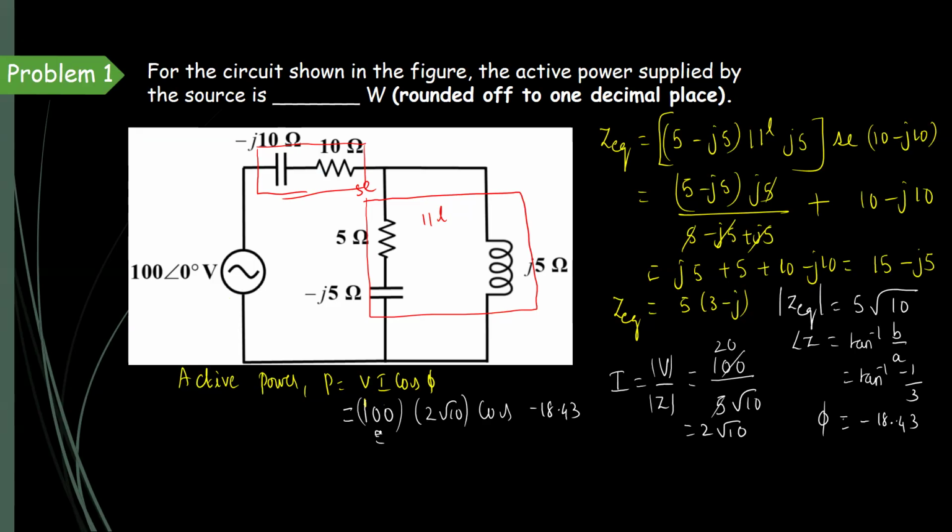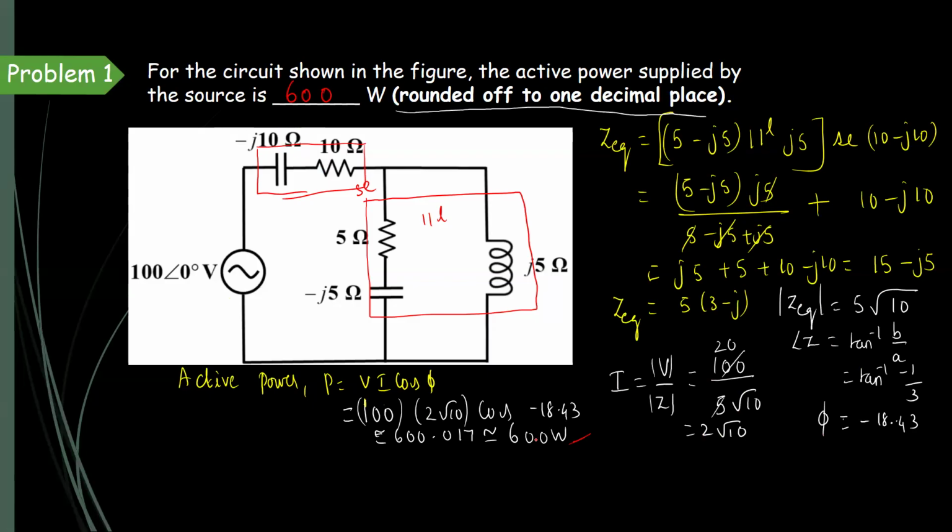So on calculation, it is approximately equal to 600.017. So here they have given rounded off to 1 decimal place. So if we round off, it will be equal to 600 watts only. The active power supplied by the source is 600 watts. So the answer is 600 watts. Okay. 600 watts is the answer. The answer they have given is in the range of 590 to 610, so 590 to 610 range is correct only.